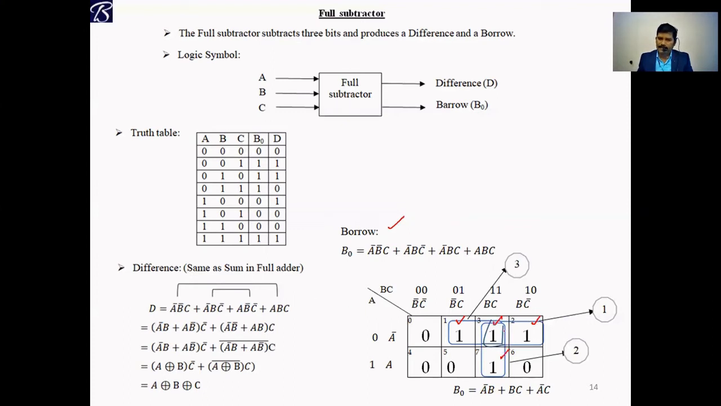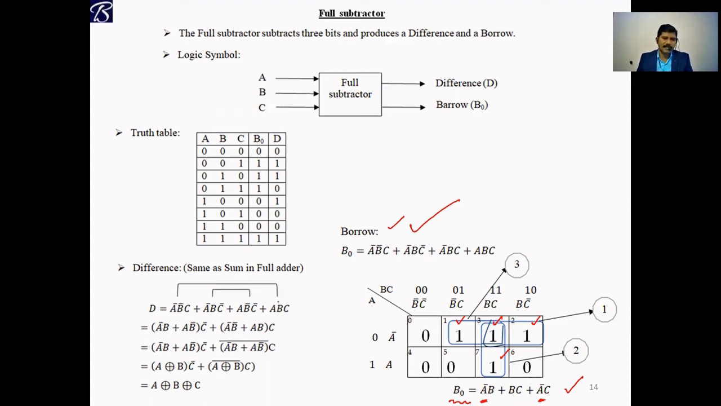Now if you group this, 3 groups are available. That is A bar B plus BC plus A bar C. We can minimize using K map. So what is the difference between carry and this borrow? In full adder, there is a carry; in full subtractor, there is a borrow. Previously, it is AB plus BC plus AC for carry in full adder. But here, in the full subtractor, for borrow, A bar is there. That's all. Only one NOT gate is the difference between full adder and full subtractor.